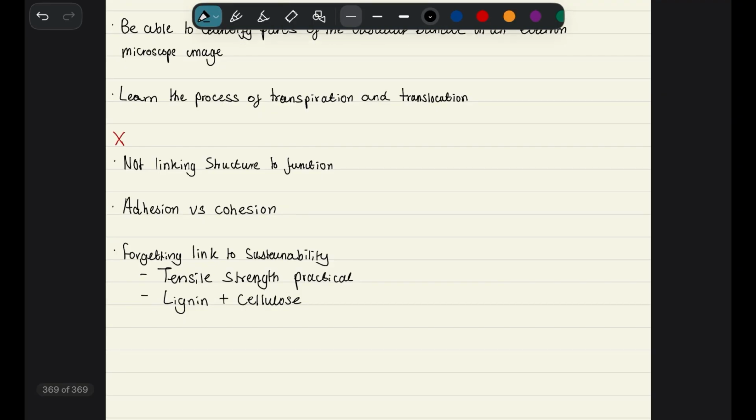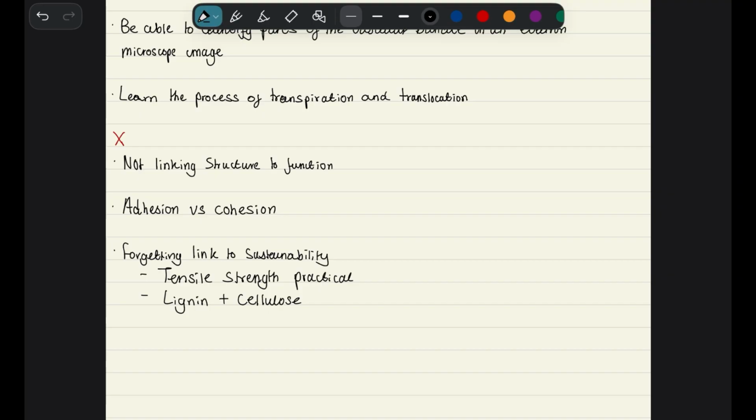Now, linking structures to function is a pet peeve of mine. Just do it. Unless they've literally just asked you for structural things, always link the structure to function. Adhesion and cohesion are things that people confuse. So just remember, adhesion is going to be linked to the water binding to the wall. The cohesion is going to be water binding to each other.